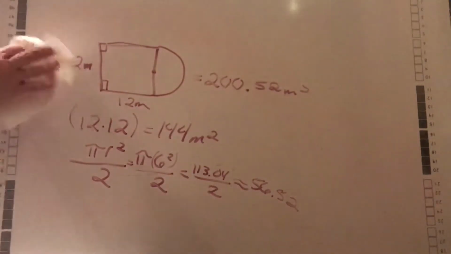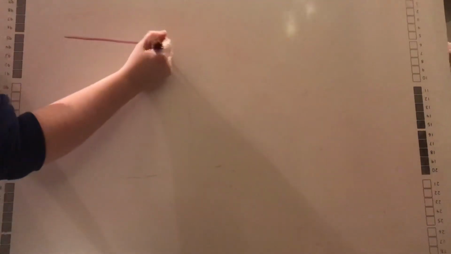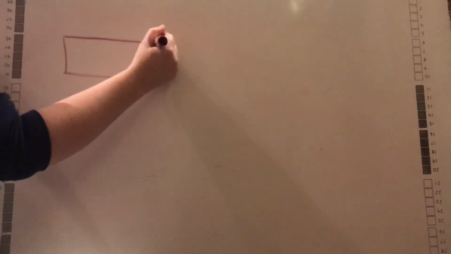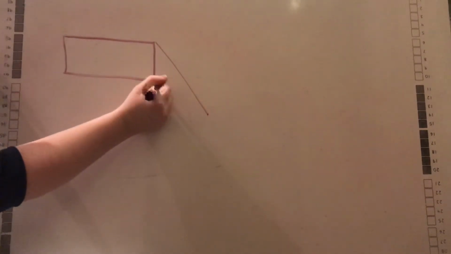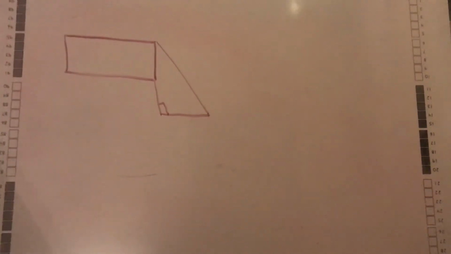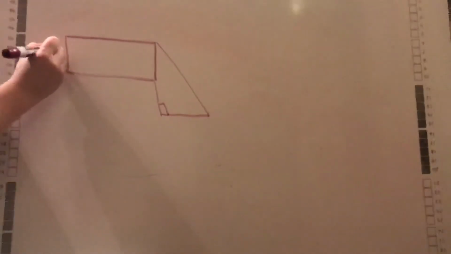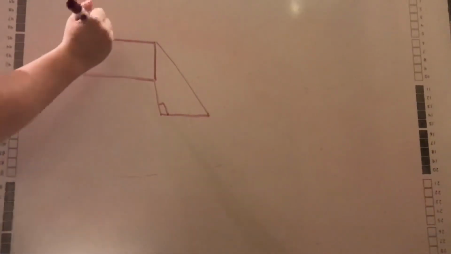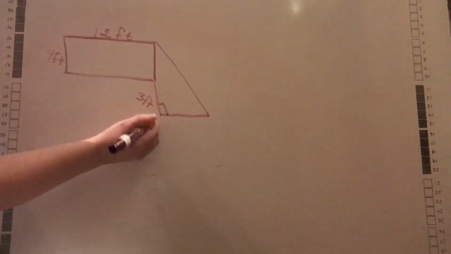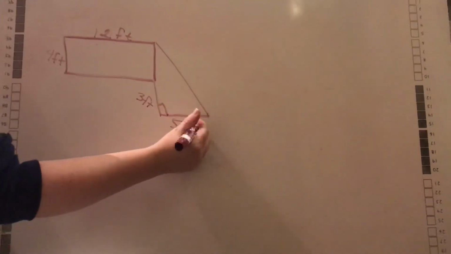The next one we have is this weird looking thing. We've got a rectangle, and then this triangle coming out of here. Okay, and they've labeled it, this side is 4 feet, this side is 12 feet, this little part here is 3 feet, and this here is 5 feet.